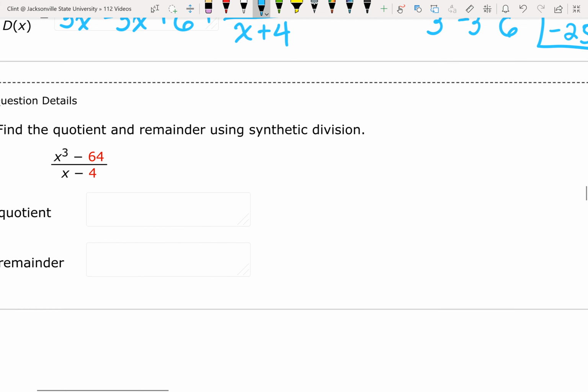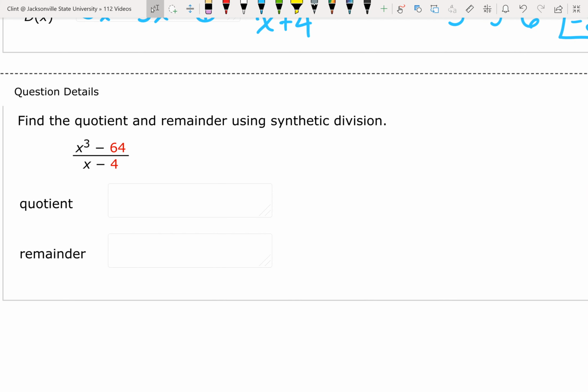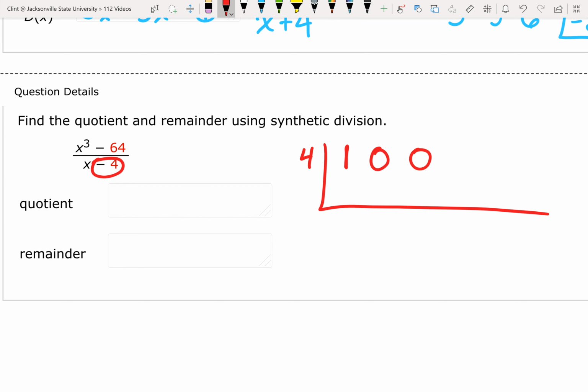All right, one more. And this one gives us a box for the quotient and for the remainder. So, okay. Again here, I had negative 4, so I'm going to start with positive 4. Okay, if I look to see if I'm missing any terms, yes I am on this one. I will need some 0 placeholders because I have 1x cubed, but then I have 0 x squareds, 0 x's, and then I have negative 64. So I have to have 2 placeholders.